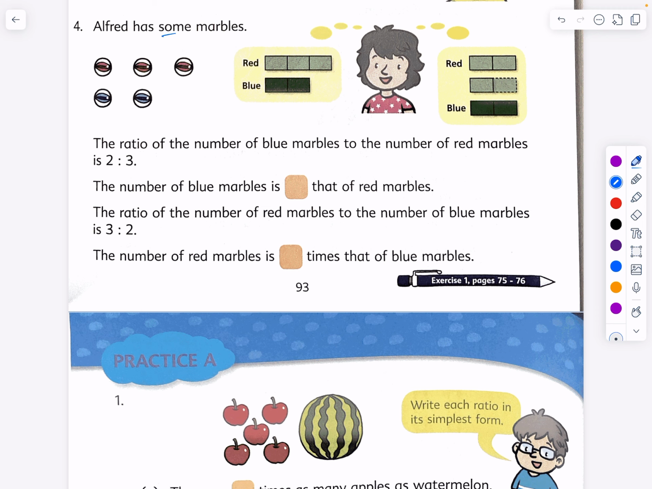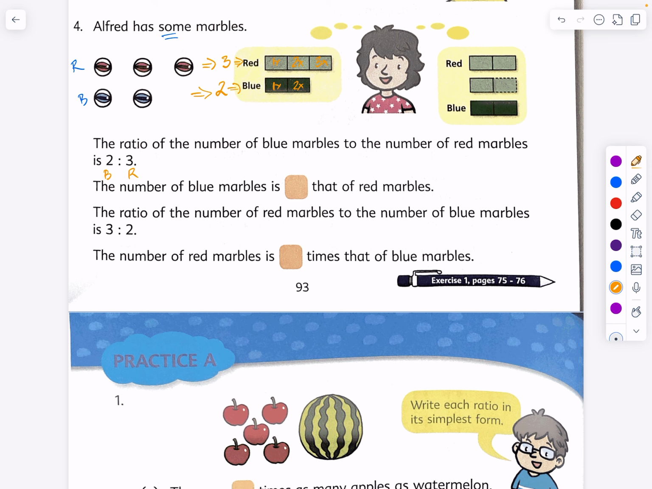Alfred has some marbles. He has some reds and he has a few blues. He has 1 time, 2 times of blue, and 1 time, 2 times, 3 times the reds. The ratio of the number of blue to red is 2:3. Do we agree? This is 2 units, this is 3 units. Yes, of course, we agree. We can translate it to the bar model just like that.